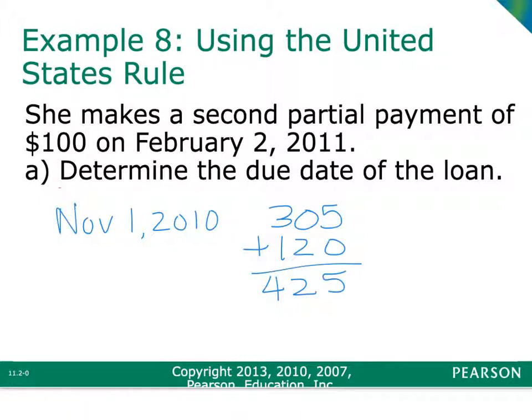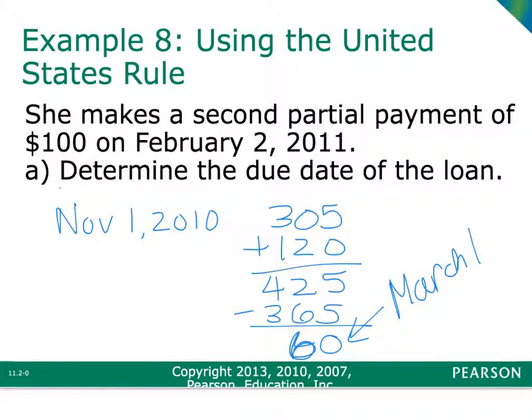Now, you have to be careful because the table only goes up to 365. So you're going to have to deduct 365 from this amount, which is going to give you 60. And that is when her due date is going to be. So look at table 11.1, look down the columns until you find the 60, and you will notice that her due date is going to be March 1st, 2011, as long as it's not a leap year, okay? If it was a leap year, which they did not say that it was, then her due date would have been on February 29th, 2011.